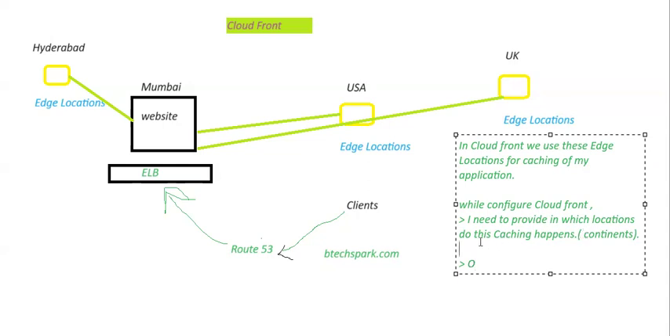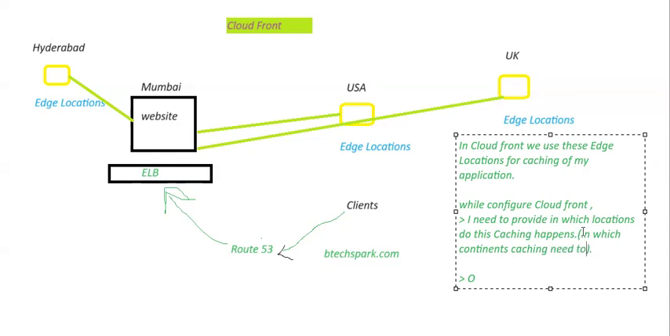That means, let me write here, in which continents caching needs to happen, that we need to provide. And also we need to provide the origin. So what is this origin? Origin is nothing but where we hosted our application.